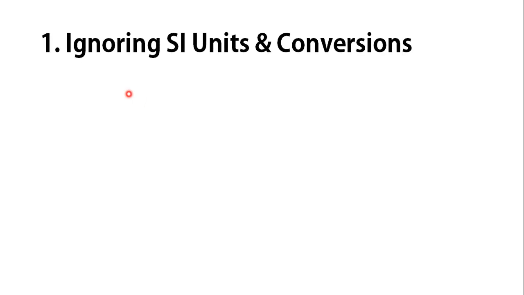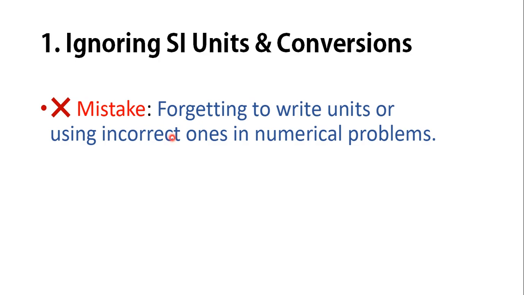First mistake is ignoring the SI unit and conversion. That's very important. The maximum number of students make mistakes here. They don't know what the SI unit is and how to convert SI to CGS and CGS to SI. The mistake is forgetting to write the units or using the incorrect one in a numerical problem. And next is how to fix that mistake.